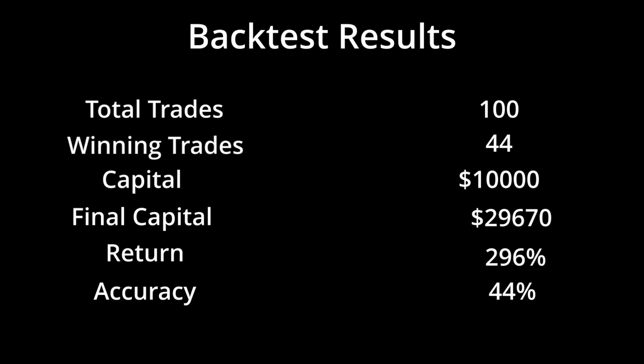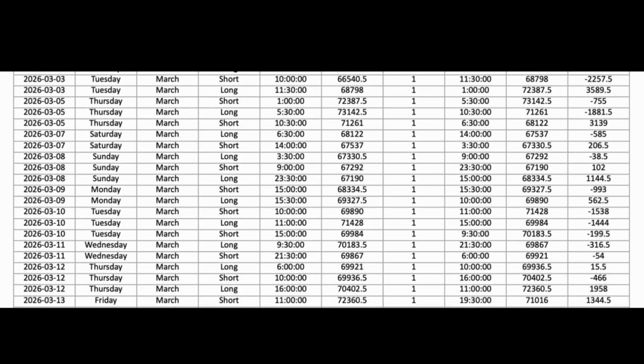Now let's talk about the backtest results. I tested this strategy on Bitcoin using the 30-minute time frame. In total, I took over 100 trades. The starting capital was $10,000, and the final balance came out to around $29,670. That's roughly a 296% return. You'll also be able to see this in the Excel sheet I'll show you in a moment.